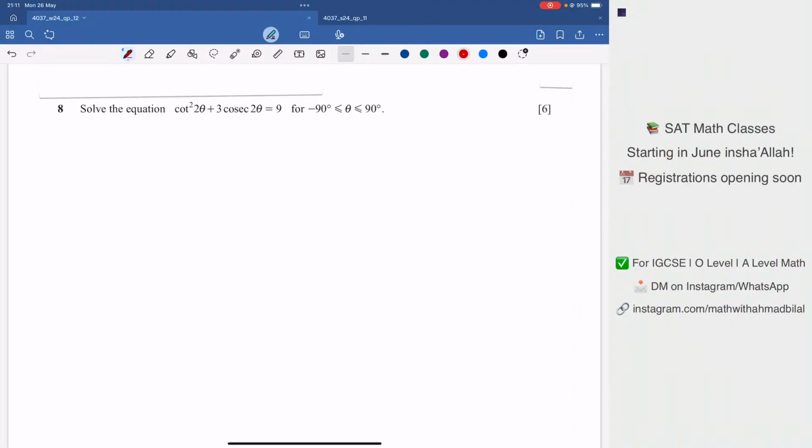Now, when we have trigonometric equations, we want to convert everything to a single type of function. Right now we've got cot here and we've got cosecant here. How do we convert them to a single function? Let's think about that.